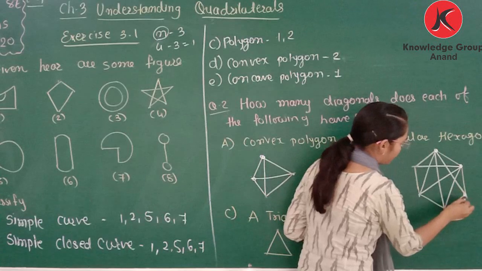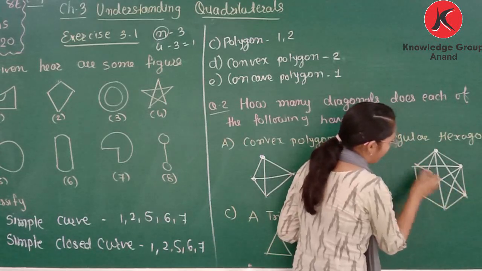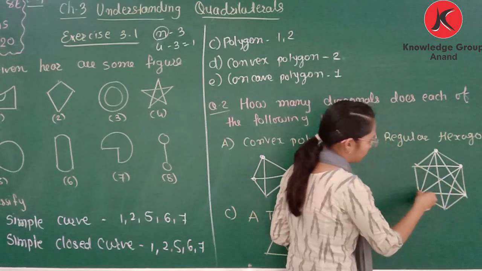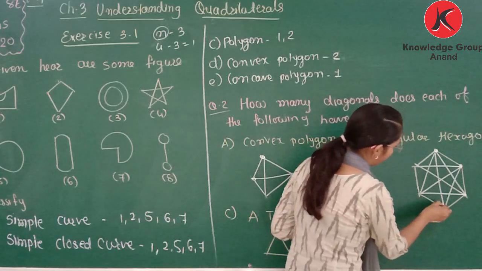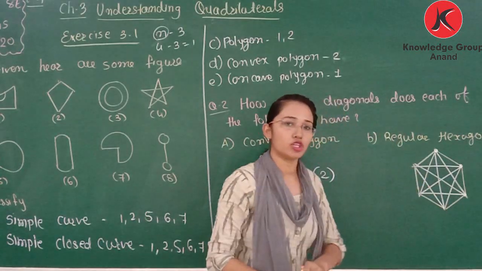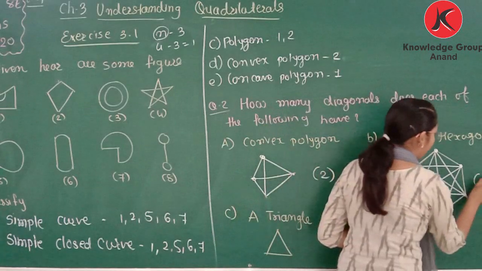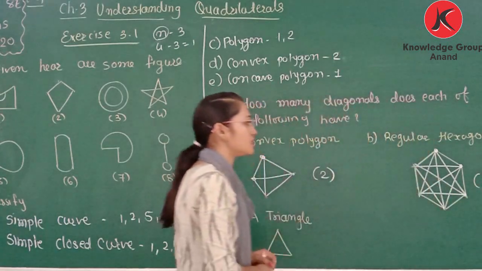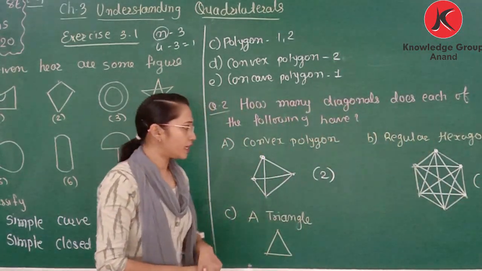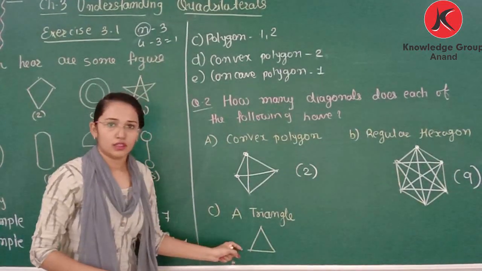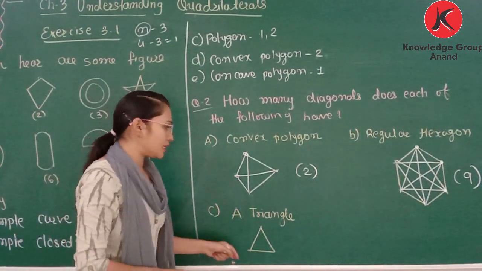From this 7, 8. From this 9. All diagonals are drawn. So we can write there are 9 diagonals in regular hexagon. Clear? Now in a triangle, how many diagonals can be drawn in a triangle?